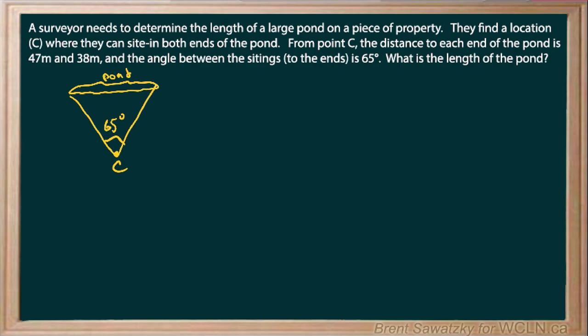The distance they've measured out to be 47 meters there and 38 meters there, which is enough information that they can use a little bit of information, the cosine law in this case, to determine what the length of that pond is. Now, how do we recognize this as a cosine law type of problem? Noting that we are looking for a side, we'll call that little c here, and we know the angle across from that, the 65 degrees, and we know the other two sides.